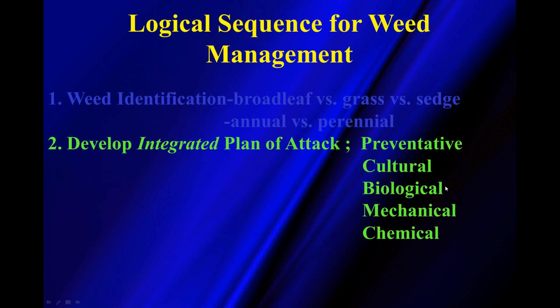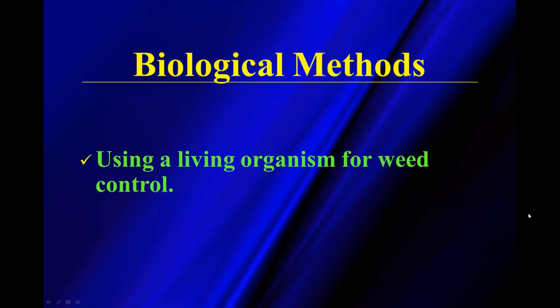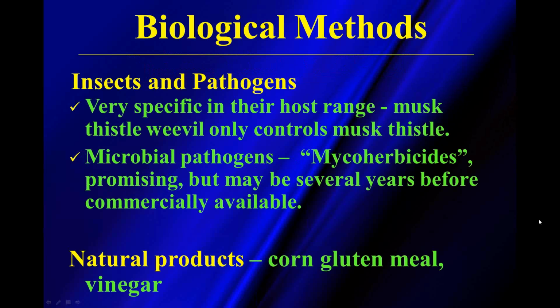Specifically, I'm going to talk about some mechanical control. We know about pulling and hoeing and all that other stuff. Specifically, I want to dive a little bit deeper into biological and chemical methods. Biological methods is sometimes defined as using living organisms for weed control. You can also classify some non-living things in the biological realm of things.